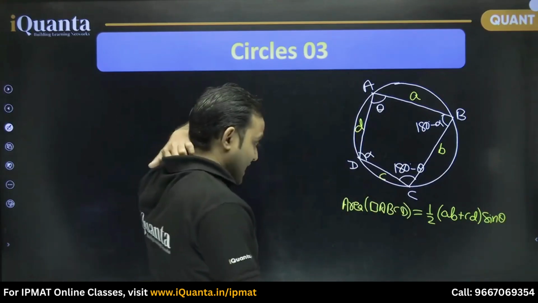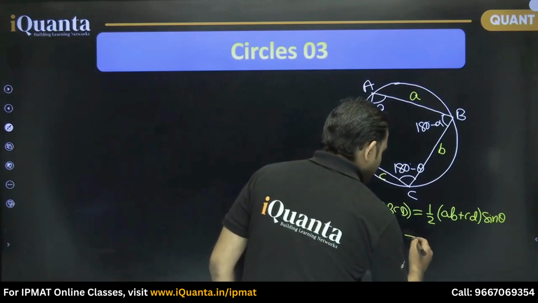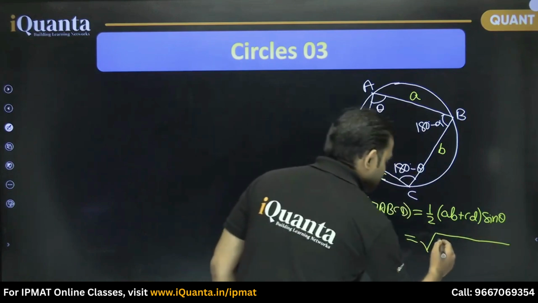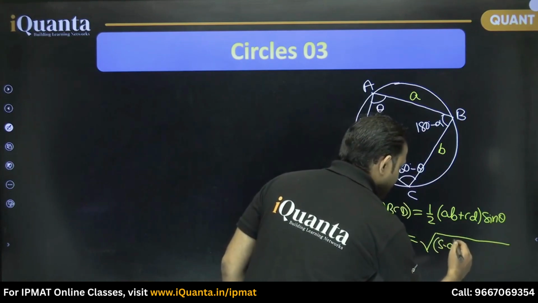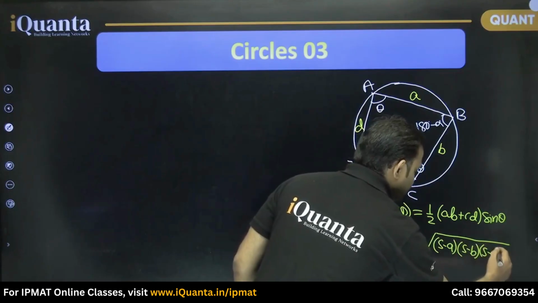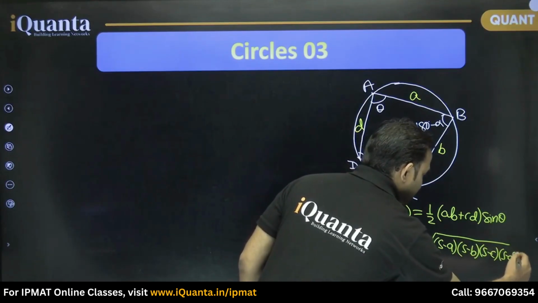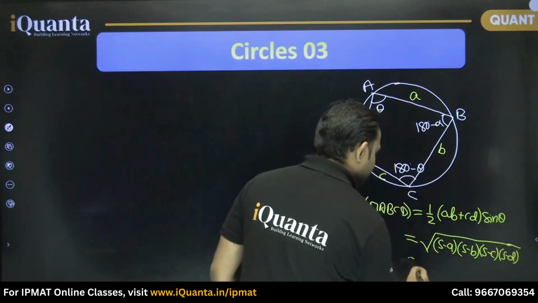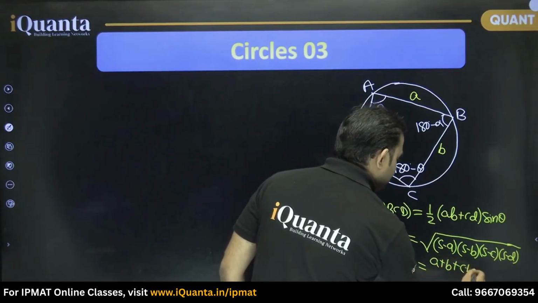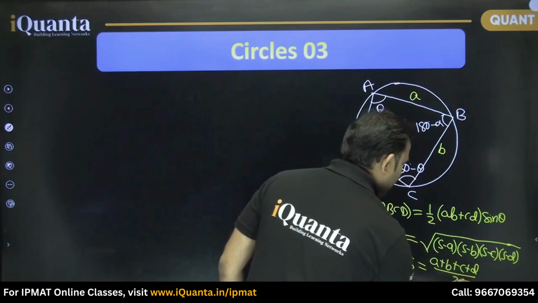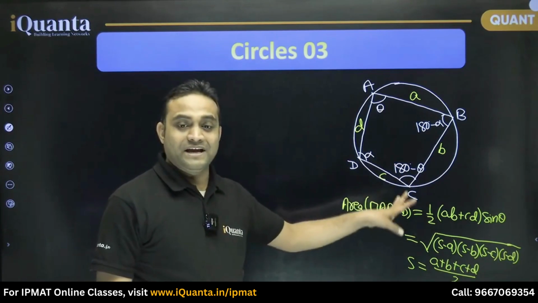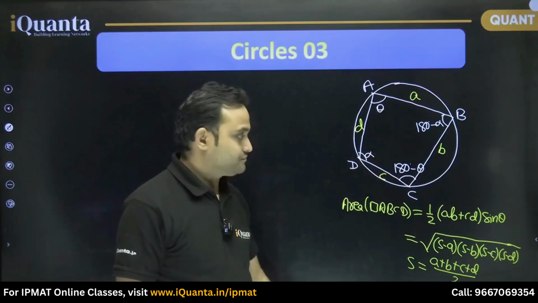Now apart from that, we can also use the Brahmagupta theorem to find the area of cyclic quadrilateral, which is square root of S minus A, S minus B, S minus C into S minus D, where S is equal to the semi-perimeter, which is A plus B plus C plus D upon 2. So this is how you can find area of cyclic quadrilateral.